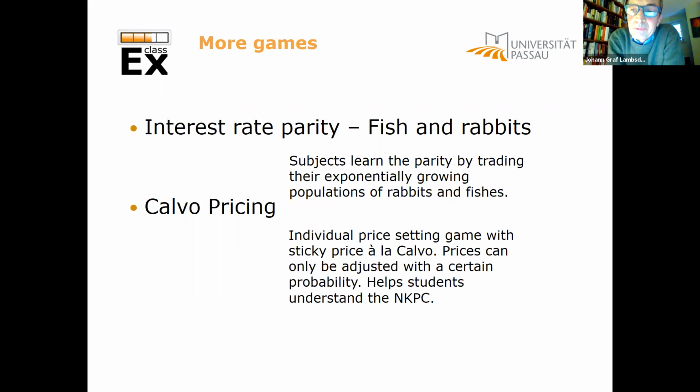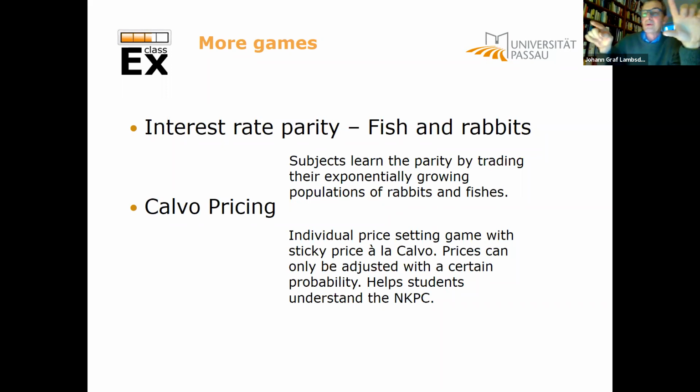And we then came up with a type of a complete game changer. Because what we play here is an exponentially growing population of rabbits and fishes. And believe me, this is exactly the interest rate parity, because we have rabbits that grow by 30% across 4 rounds and fishes that grow only by 10% per round. And people can then trade their population.